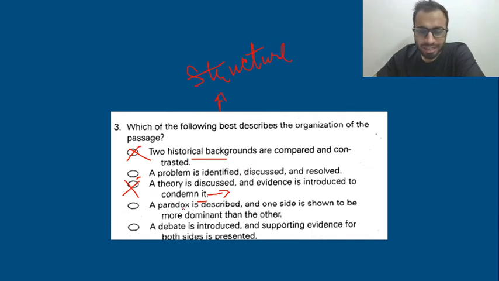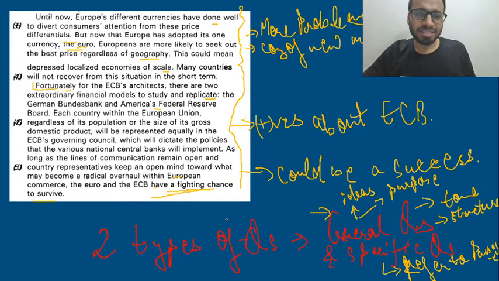D: A paradox is described and one side is shown to be more dominant than the other. Again, a paradox is a strong term here. Was there a paradox? I don't think there was a paradox at all. Do you guys understand what a paradox means? Paradox is again a very, very strong term. Maybe we can revisit the passage and see if the author concludes in a paradoxical manner.